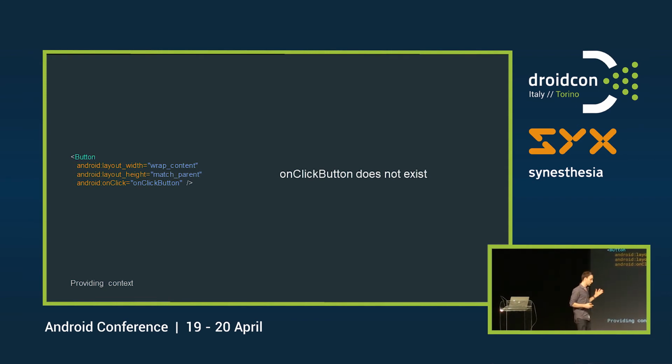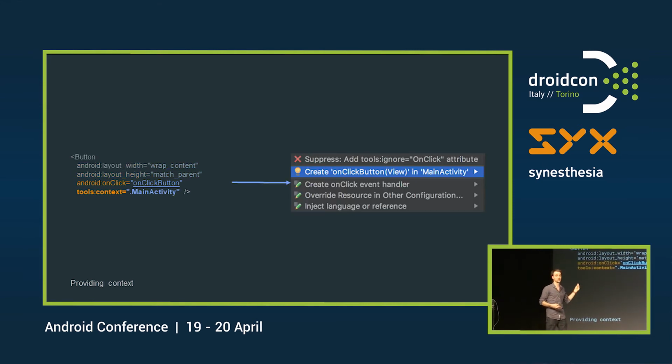So for example, here we have our onClick attribute that references our onClick button listener. But this listener doesn't exist yet, all right? And manually, you would have to go in your activity, create your handler, and then it would finally work. But what you can do here instead is provide the context where this button would be used. And that gives some information to the XML editor on how it's going to be used. So we can provide you with some nice quick fix action here. So now if you press Alt-Enter on the onClick button, we will provide you with a quick action of creating your listener.